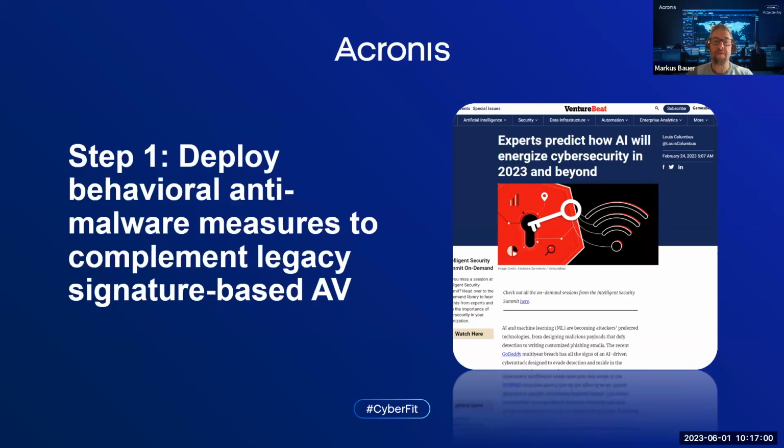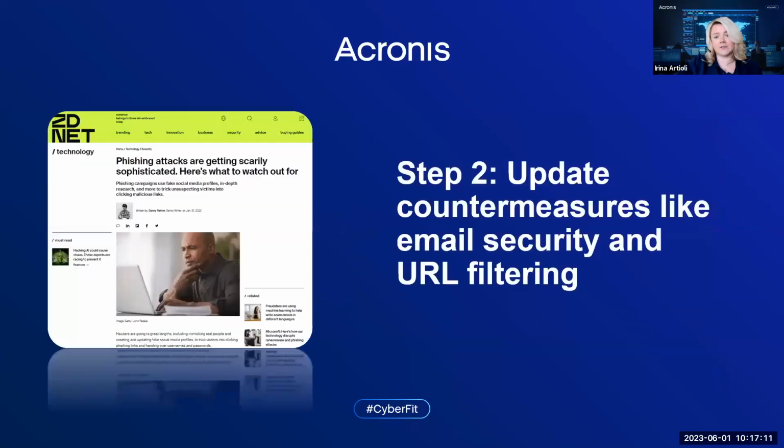So you need to have behavior engines. There is no other option, unfortunately. I agree with you, because even if cyber criminals use artificial intelligence, why shouldn't we use it for defense, right? And that's an important point here. The second step, update countermeasures like email security and URL filtering.